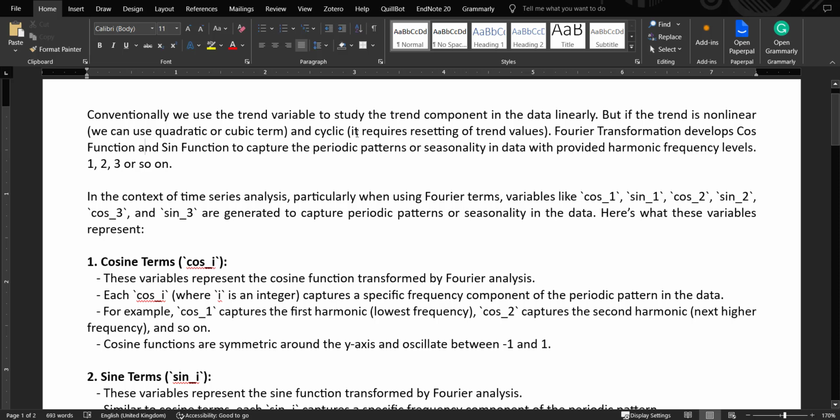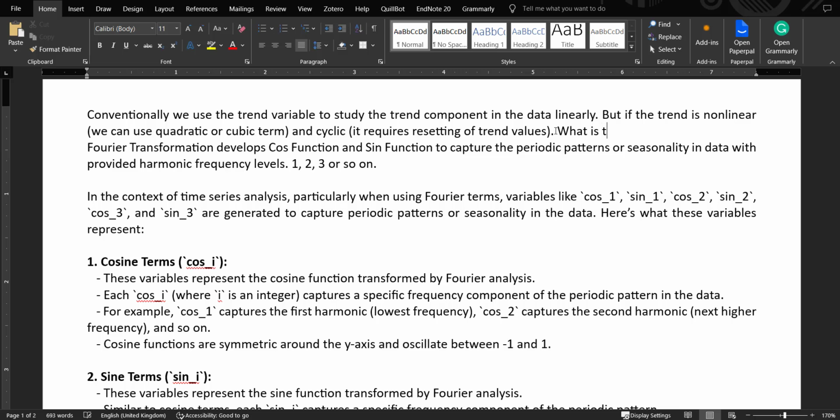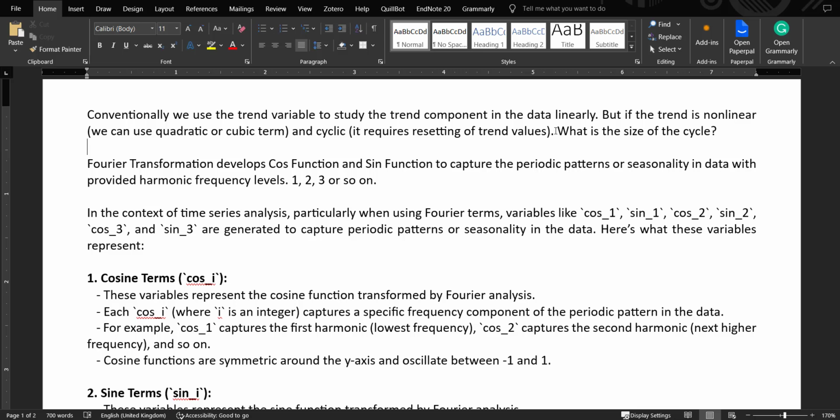But if it is cyclic, then you need to make sure that the trend variable resets every year or every cycle, after every cycle. But the problem is, what is the size of the cycle? It is unknown. Sometimes cycle is quarterly, yearly, 2 years, 5 years, or 10 years. We don't know. So what we can do is that the Fourier transformation uses the cos and sine function to capture the periodic patterns or seasonality in the data based upon harmonic frequency levels. So you can increase the frequencies by adding more harmonic components from 1 to 3 and so on.